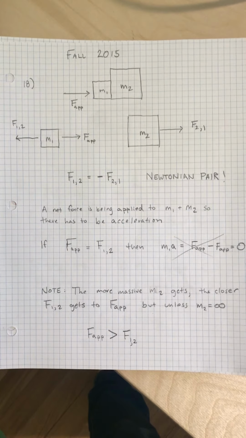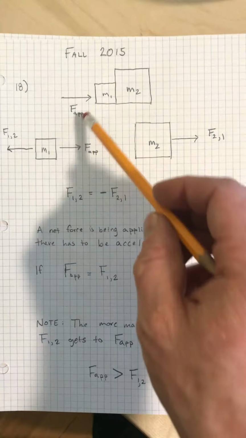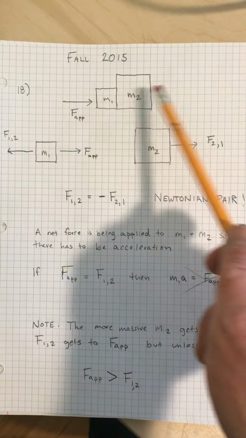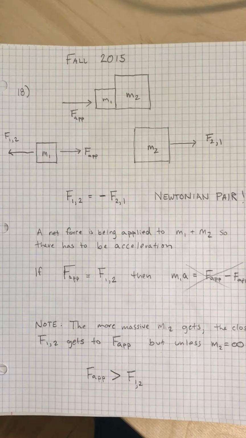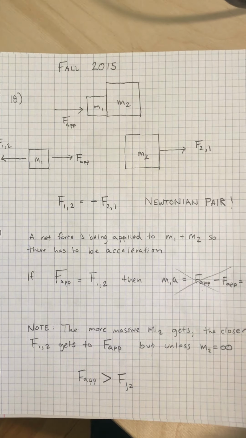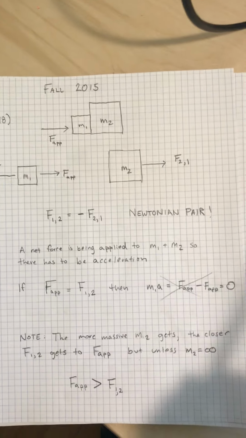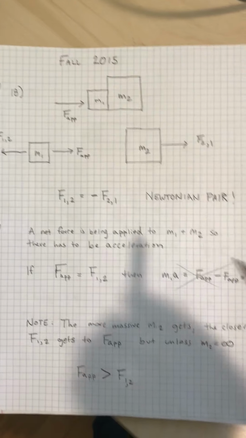This is fall 2015, the solution to problem number 18. We have a force that's being applied to two blocks that are pressing against each other, M1 and M2. And we are asked to understand the relationship between them. And so before we even get to the question, I'm just going to draw the free body diagrams.